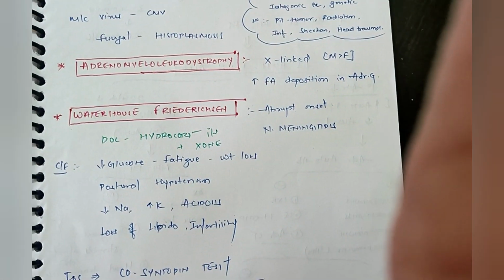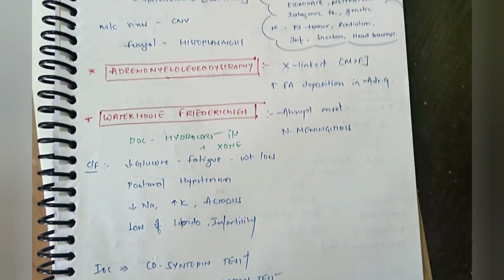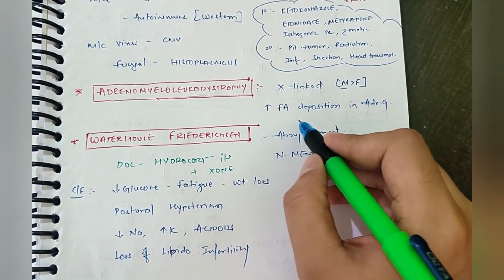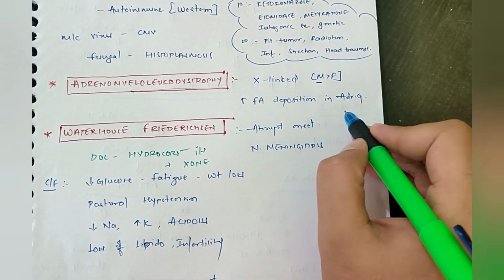Coming to adrenoleukodystrophy, it is X-linked. That's why the males are affected more than the females, and it is because of the deposition of very long chain fatty acids in the adrenal gland.